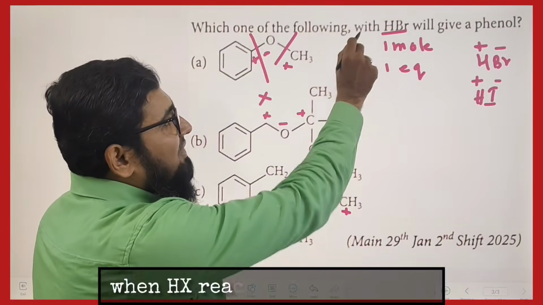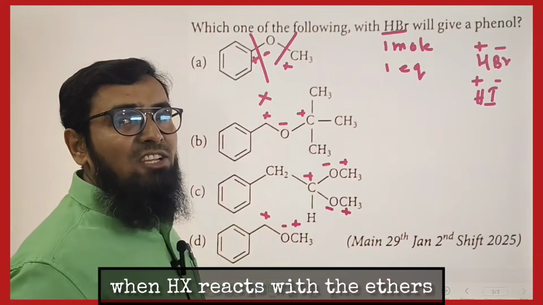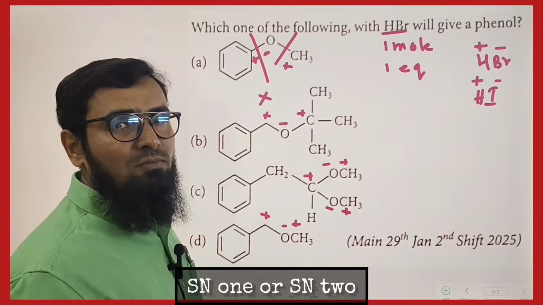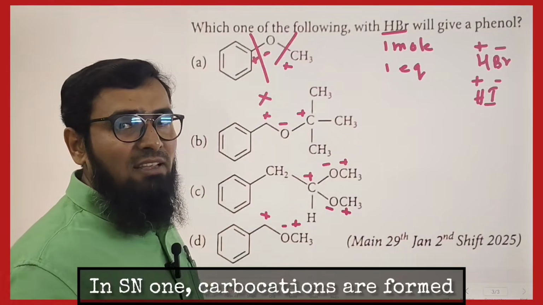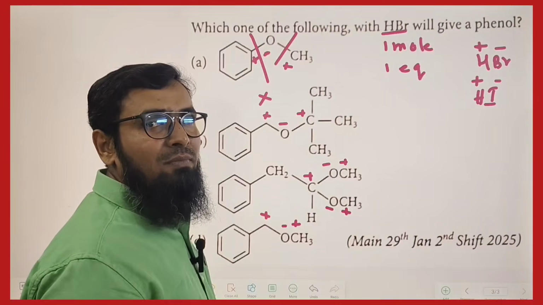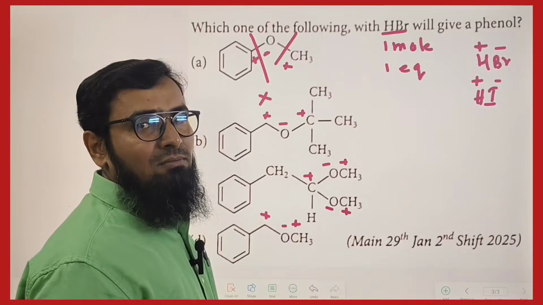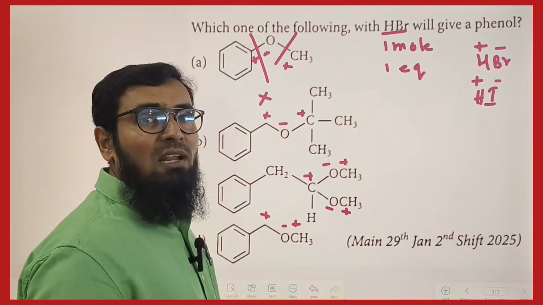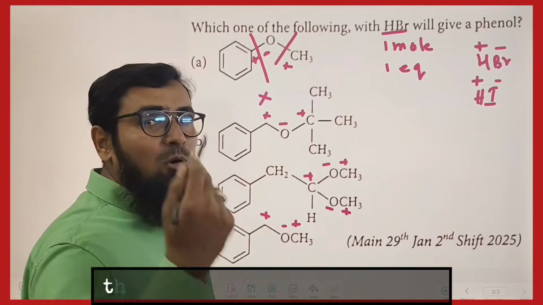Now, when HX reacts with the ethers, the reaction goes by 2 mechanisms, SN1 or SN2. In SN1, carbocations are formed. In SN2, carbocation is not formed. Methyl carbocations are highly unstable, so don't take the SN1 reaction. Phenyl and methyl carbocation both are unstable, so instead of that, think about the SN2 reaction.